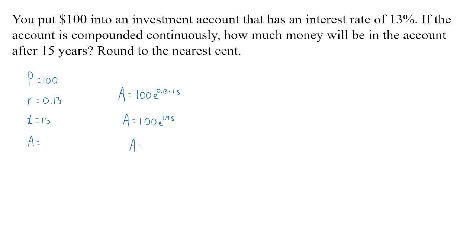So in your calculator, this would be 100 e to the 1.95, and that'll be 702.87. Therefore, the money that will be in your account after being compounded continuously for 15 years will be $702.87.